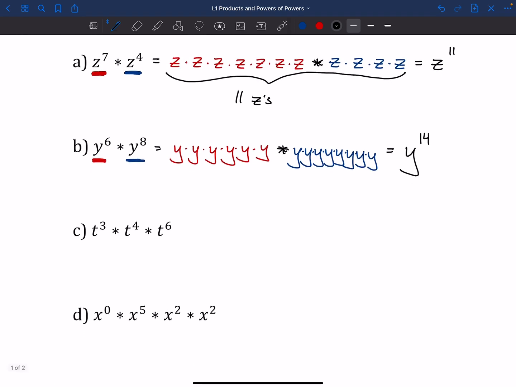So see if you can think about what part C would be. t to the 3rd times t to the 4th times t to the 6th. Hopefully what you're coming up with is that we could just write that as t to the 13th. It seems like we can just say, oh yeah, there's 3 there, 4 more there, and 6 more there. All together, that's 13. Same thing for this last one with d. We've got x to the 0 plus times x to the 5th, and then a couple of x squareds at the end there with the 2's. So we had 0, and then 5 more, which is 5, 6, 7, 8, 9 x's. So we write that as x to the 9th.